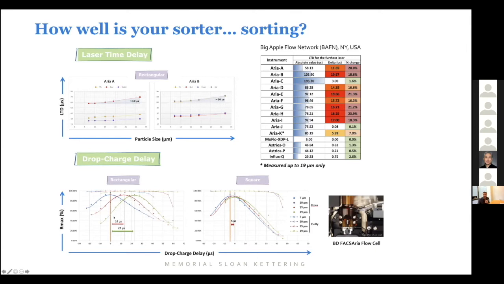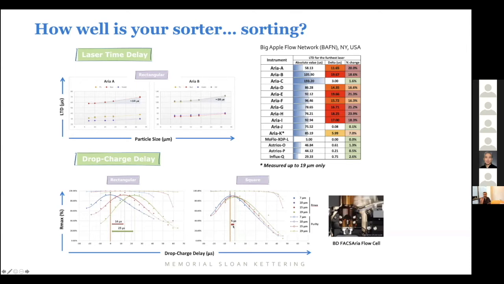Now, fortunately, it was so obvious that all of the Arias that were giving problems were the ones that had the rectangular flow cell. And there were a couple of Arias that were giving the same results as we saw with the MoFlows, with the Influxes, etc., where there was no impact, regardless of the size of the particle. Everything seemed to be fine.